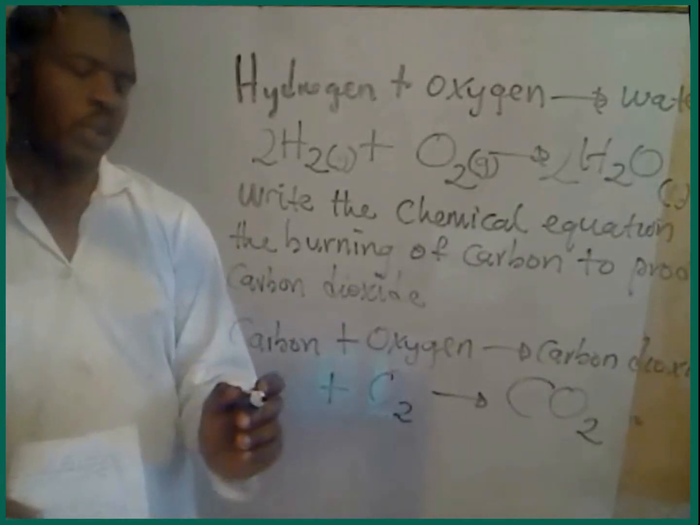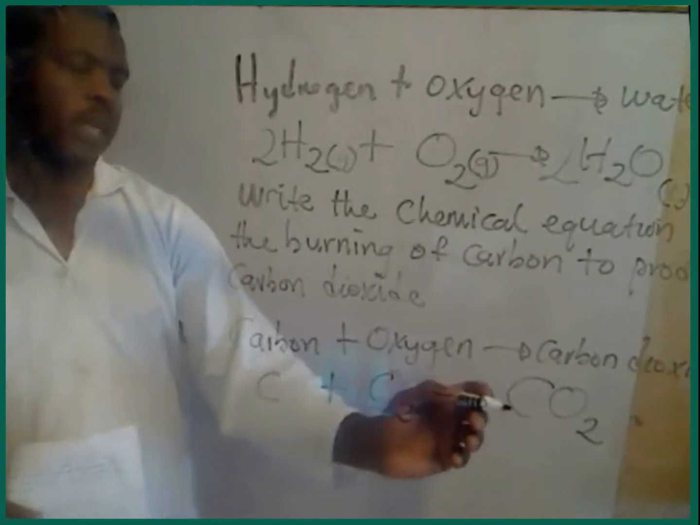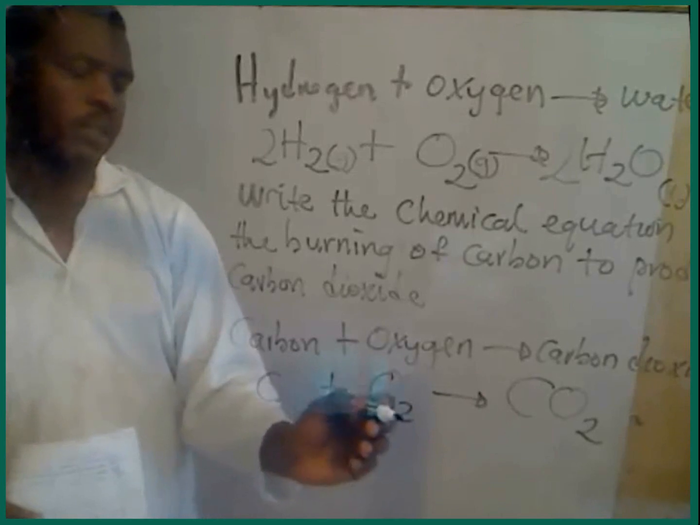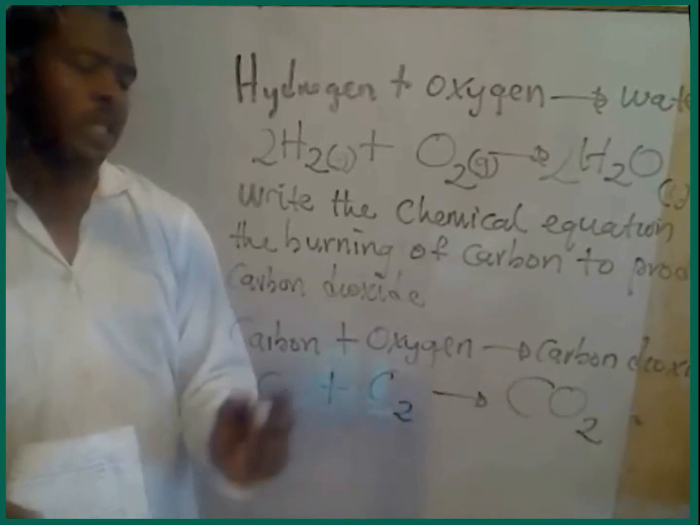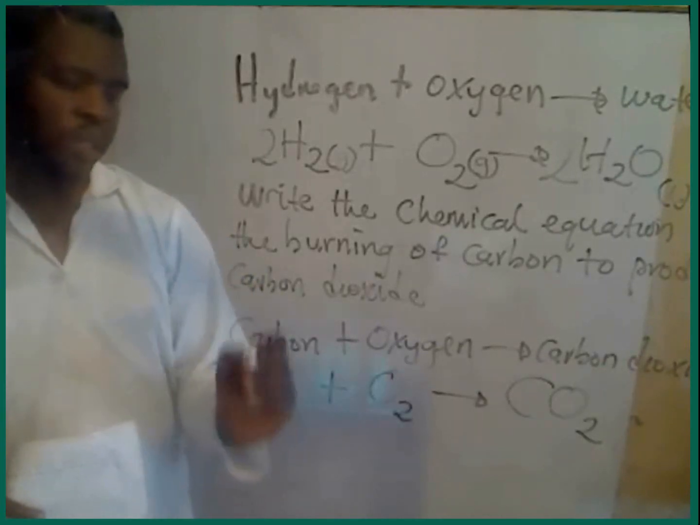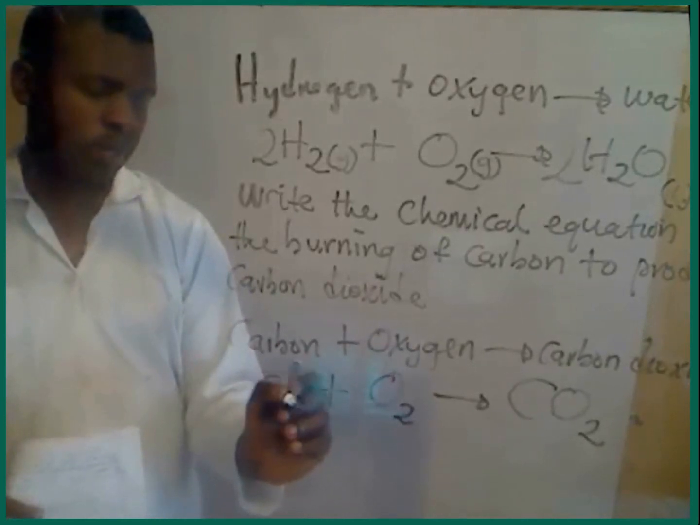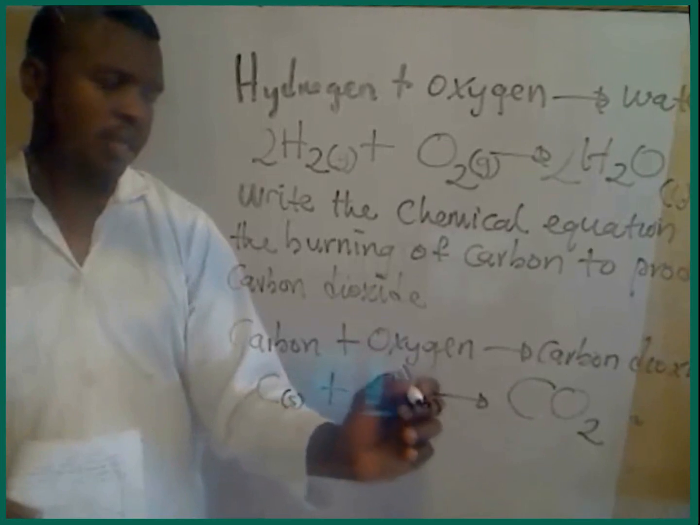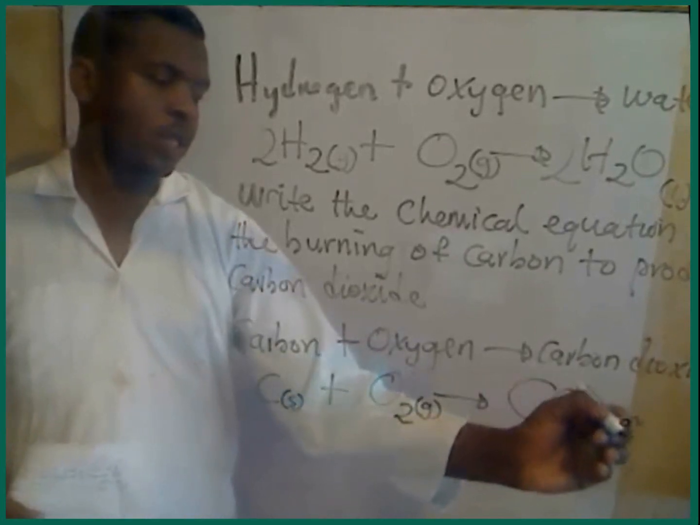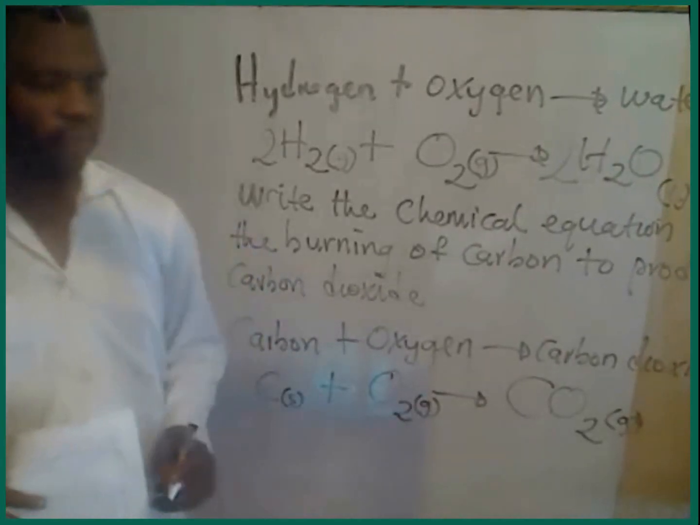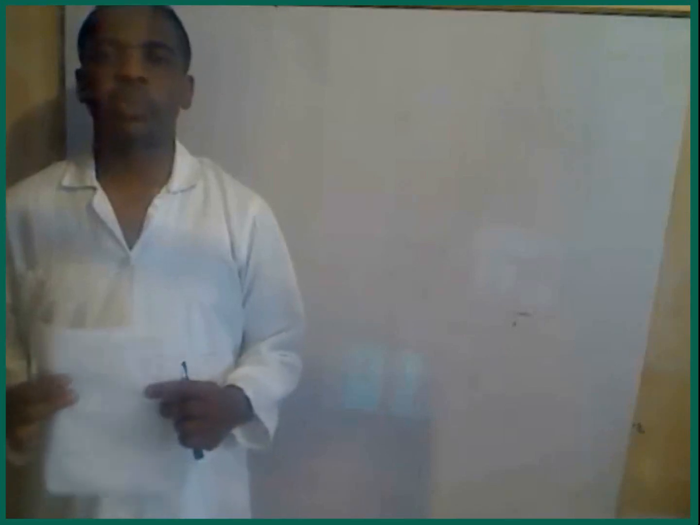So 1 atom of carbon, 1 atom of carbon. 2 atoms of oxygen, 2 atoms of oxygen. This equation is balanced. I now include the states. So carbon is a solid, oxygen is a gas, CO2 is a gas. So we are going to look at how chemical equations can be balanced.